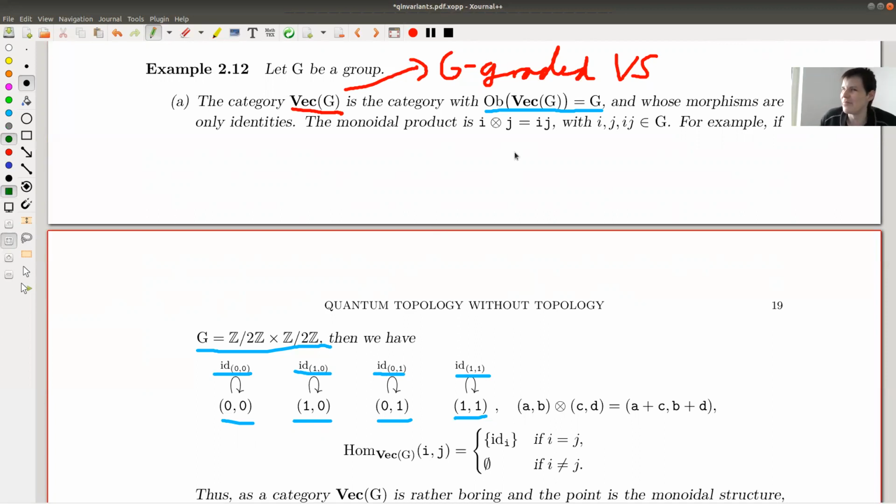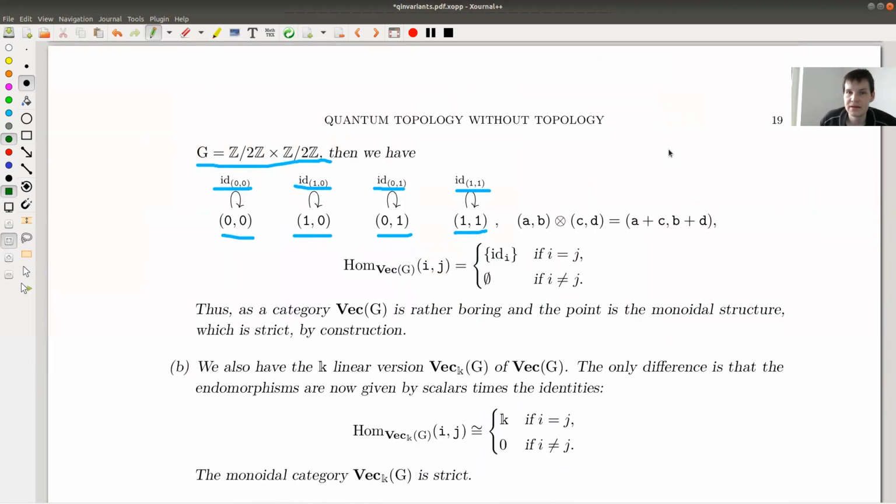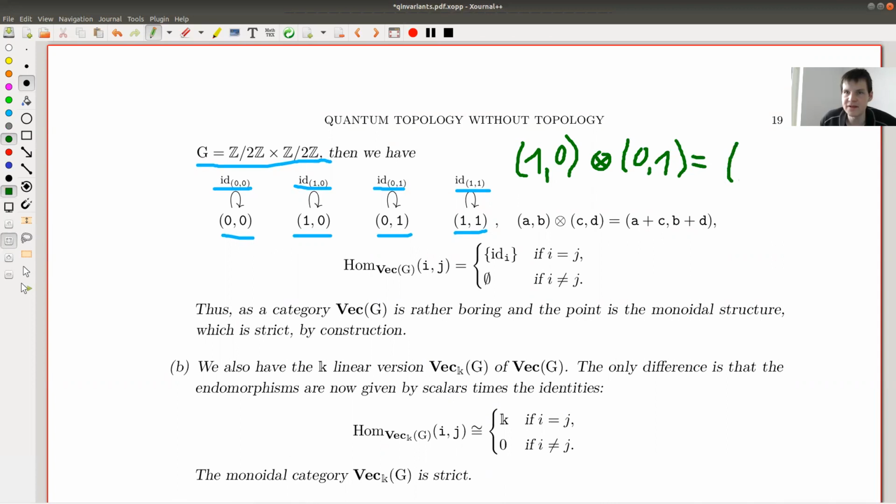You can beef it up a little bit, but it's still very harmless, because you can define the tensor product, the monoidal product, on this category, just mimicking the group multiplication, right? Let me do an example. (0,1) tensor (0,1) is the object (1,1). It looks a bit weird, but remember that this is additively written, right? So I kind of add things.